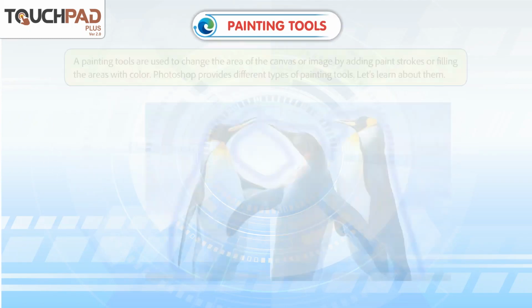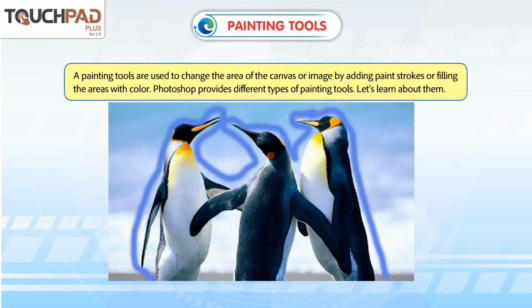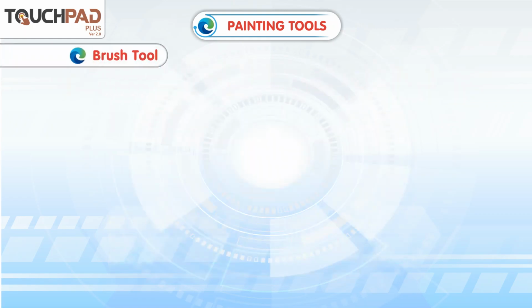Painting tools. Painting tools are used to change the area of the canvas or image by adding paint strokes or filling the areas with color. Photoshop provides different types of painting tools. Let's learn about them. Brush tool.